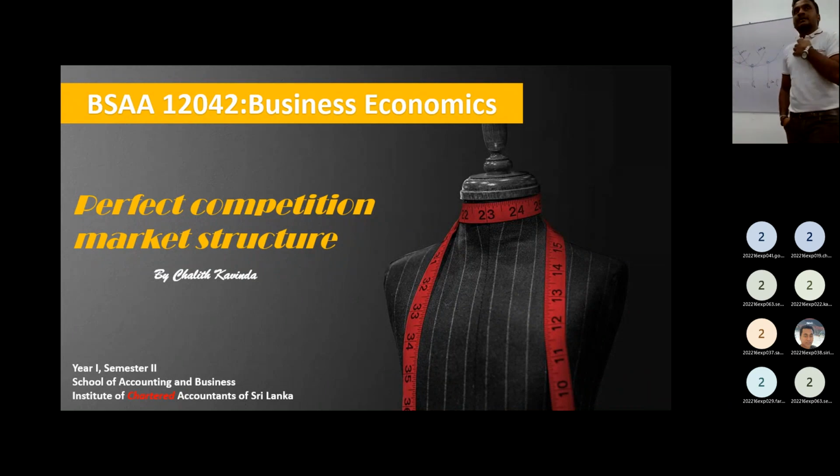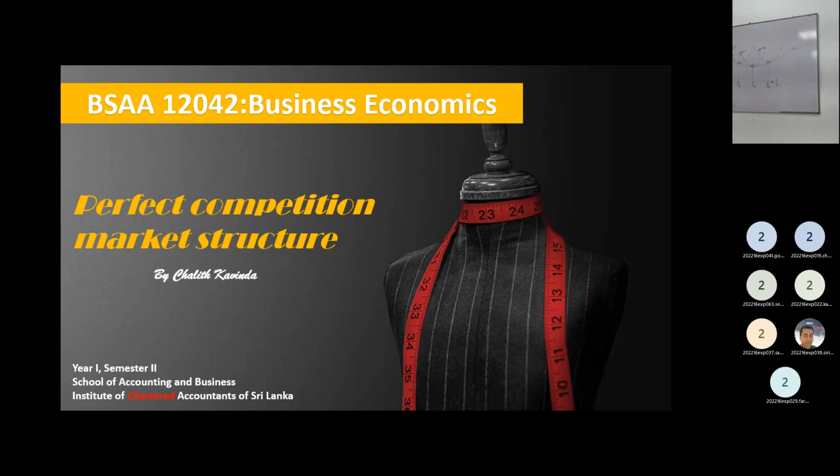So now, when it comes to your business economics syllabus, we have successfully completed 2 lessons. The first lesson is what? Business firms and production decisions. Thank you very much. And your second lesson is what? Cost of production, right? So we have successfully completed 2 lessons. So from today onwards, we are going to discuss market structures.